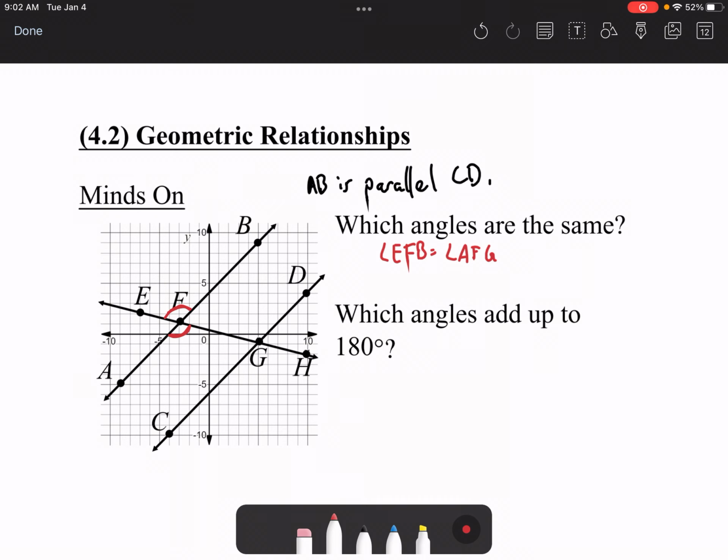We also know EFB is equal to angle EGD due to the F pattern. So these two are the same. So we can also state that angle EFB is equal to angle FGD. Now we don't have to keep stating all angles that are equal in this format. We can just write it as symbol notation on our graph.